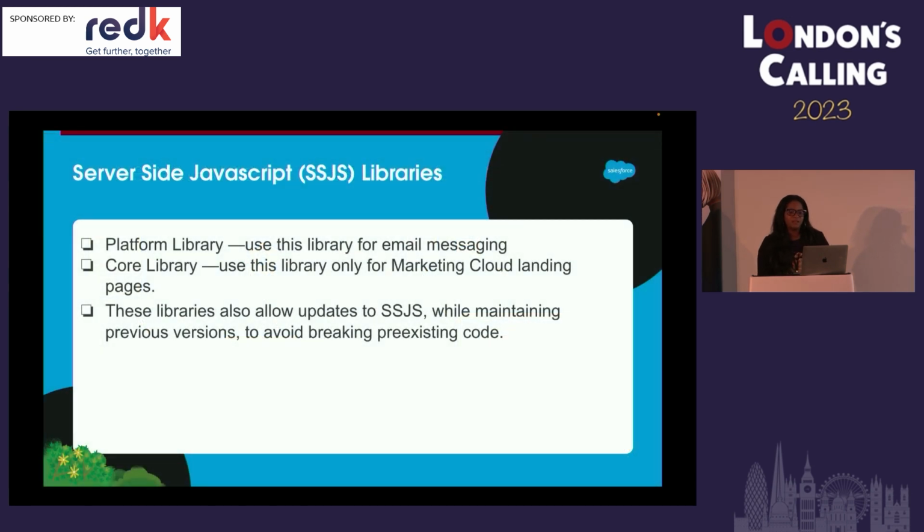Okay, so we talked a little bit about this. The platform library is there for email messaging, but again, I didn't really find it that useful when I was working with it. The core library is very, very useful. It's mostly used for the Marketing Cloud landing pages. And one of the good things about using these out-of-the-box libraries is that as there are updates, so sometimes we make updates to the functions, the arguments, different types of syntax updates, all of those will still work. Versus if you had your own JavaScript code, we might break something when we do an update to our SSJS.